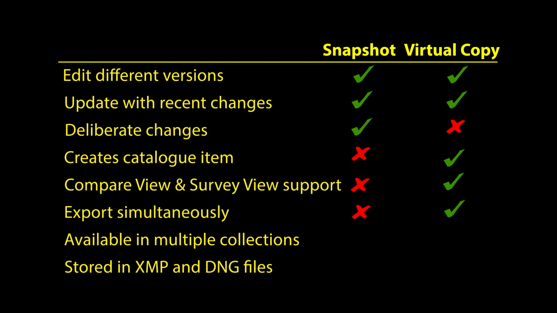Now, availability in multiple collections. A snapshot of course follows the image around wherever it's at, so it is in multiple collections. A virtual copy, however, only exists in the collection that it was created in. It doesn't exist in other collections like the snapshot. And finally, portability. The snapshot can be stored in an XMP and a DNG file, and travels with those files, where a virtual copy does not. Whenever you export it, that's what you've got. But the snapshots do go with the exports to DNG and XMP.